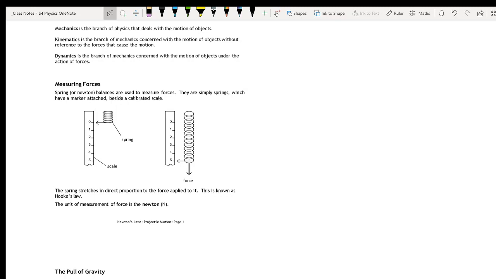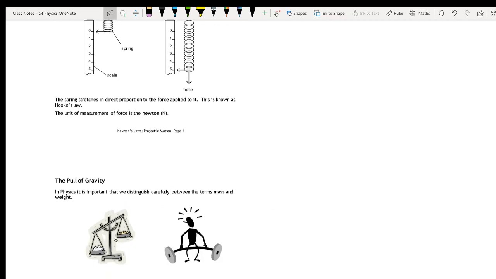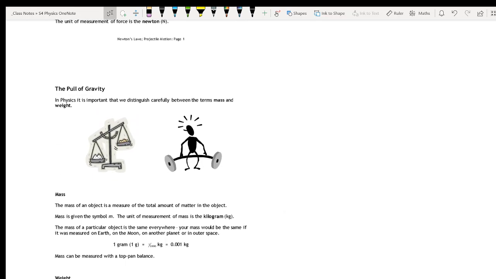The unit of measurement of force is of course newtons, and you need to be careful about the difference between forces. Remember, weight is also a force, so that is also in newtons. We'll talk about mass and weight later. So, pull of gravity. Next page.